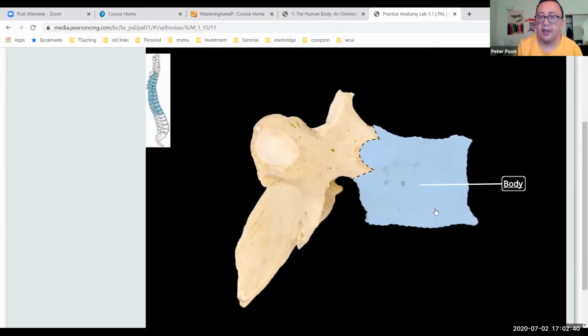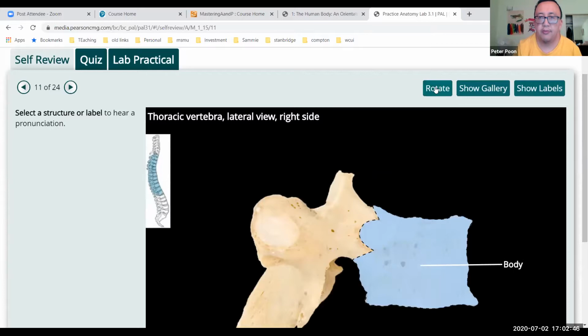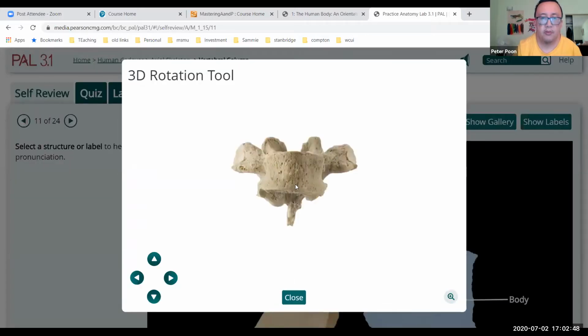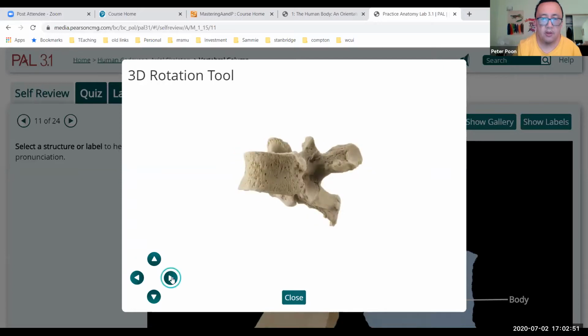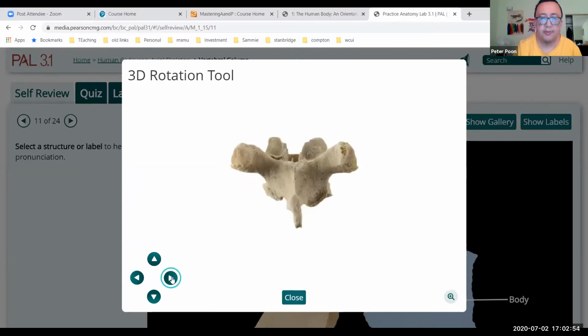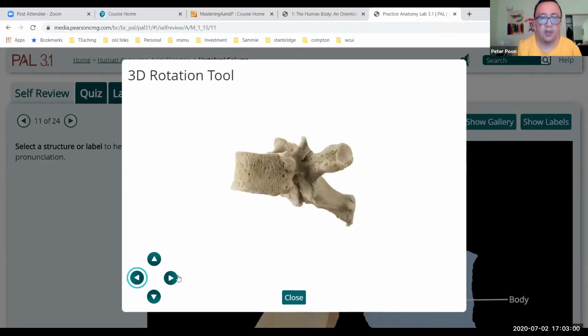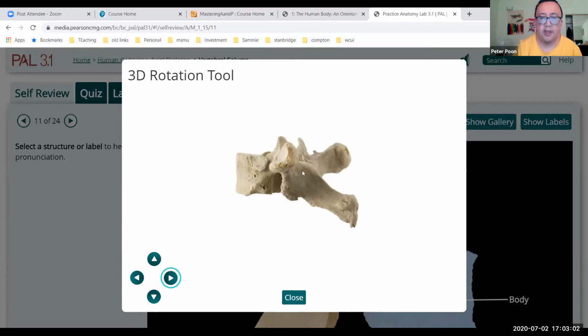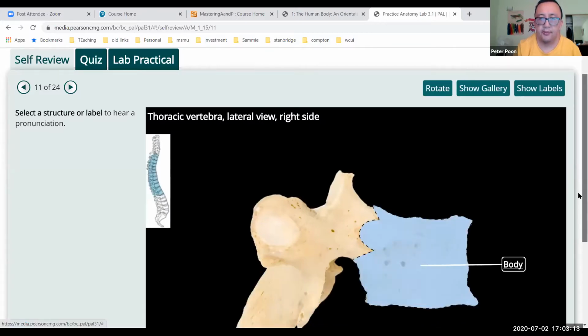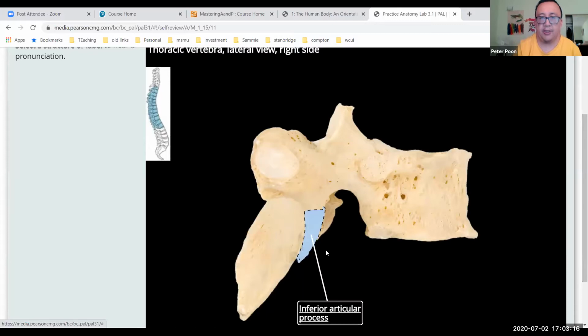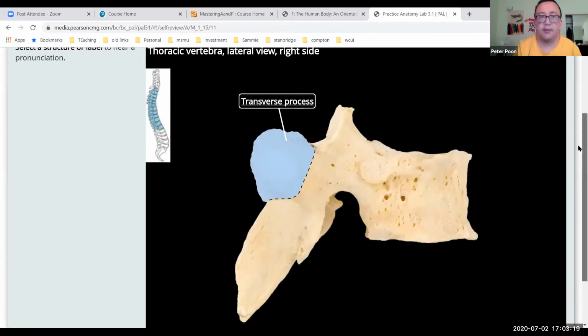Here you can see, let me try to rotate the view a little bit. See the giraffe? Ears, nose, or snout, whatever. Spinous process.